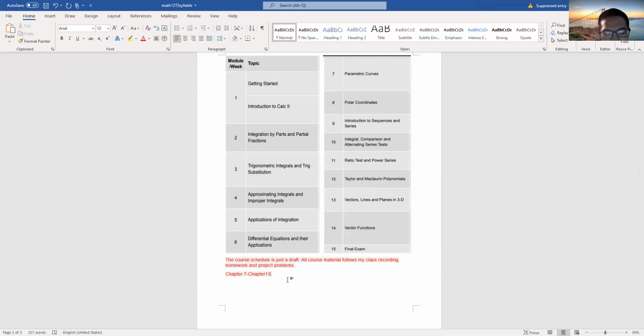Our first lecture will be about integration by parts. I will post the recording maybe tomorrow or sometime later, because the first week we only cover getting started and knowing what we will study in this course. We just start the material in chapter 7 to chapter 13.